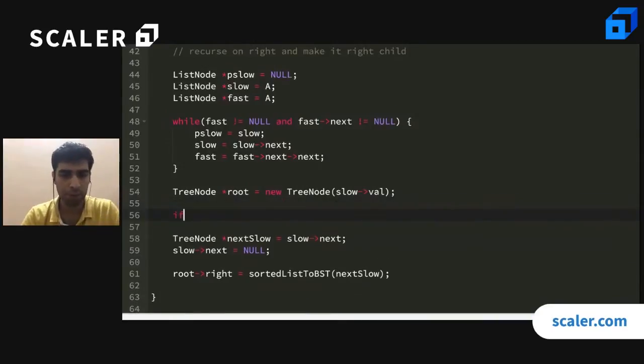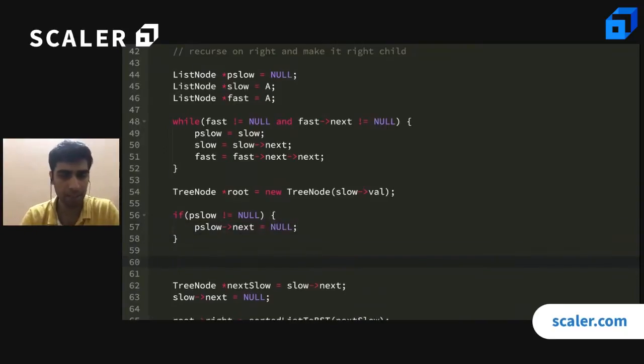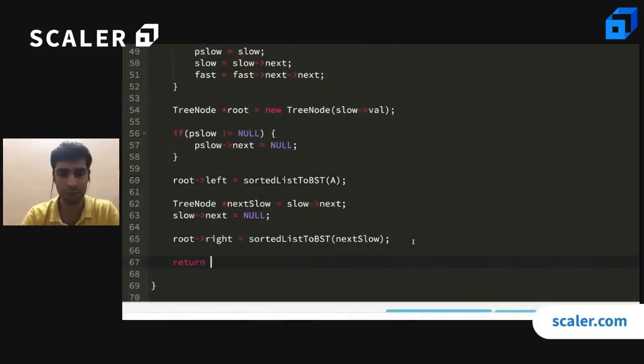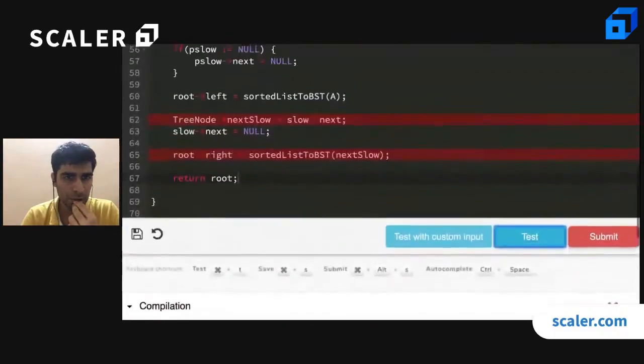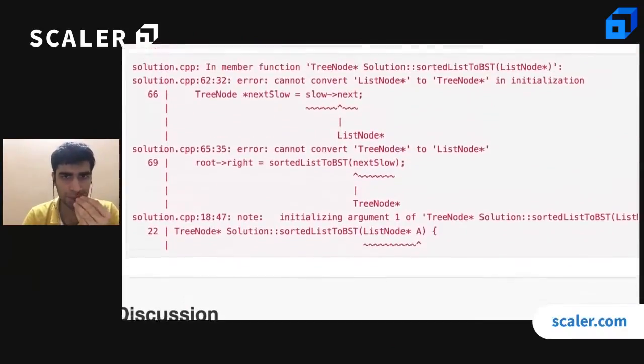So, yep, I can do that. I can say that, hey, if previous slow is not equal to null, ideally it should never be null, right? Because previous slow is null only if the value of slow was never incremented. And that can happen only if there was one node. So this should always be true. So I will say previous slow's next is equal to null. So I'm now dividing my linked list, and then I can say that root's left is equal to sorted list to BST A. Okay? Because that is what the starting node is still going to remain. So I think this should work. What I'm doing, next slow is equal to slow's next. This is list node. And do I have any other issue? I don't think so. This should work.